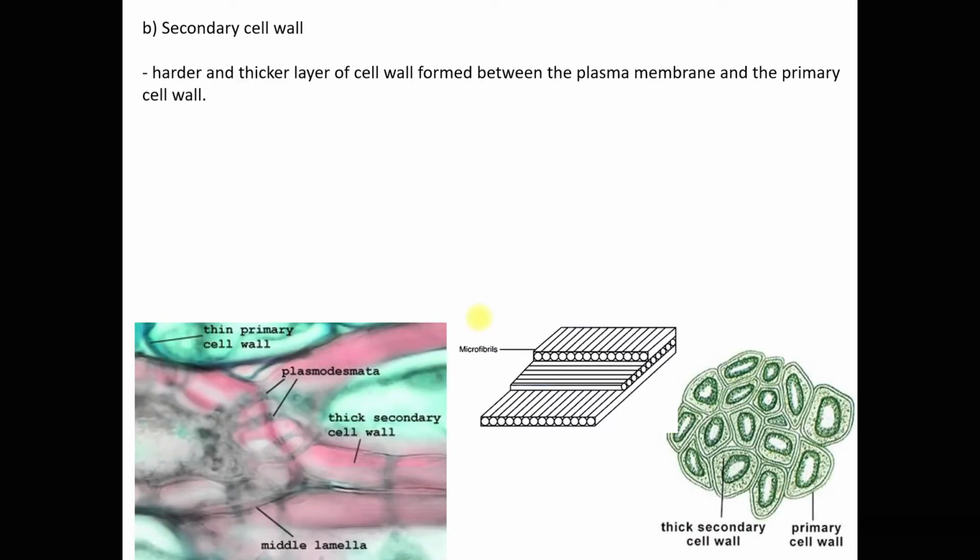Now the secondary cell wall. It's harder. Secondary cell wall is a harder and thicker layer of cell wall formed between the plasma membrane and the primary cell wall. So di antara plasma membrane dengan primary cell wall ialah secondary cell wall. Kalau daripada gambar ini, from this diagram, this is the primary cell wall. Boleh nampak pun this is the primary cell wall.